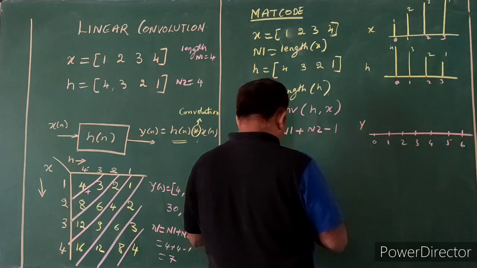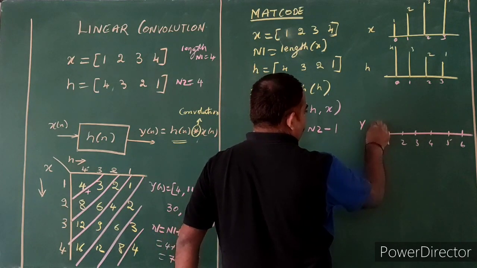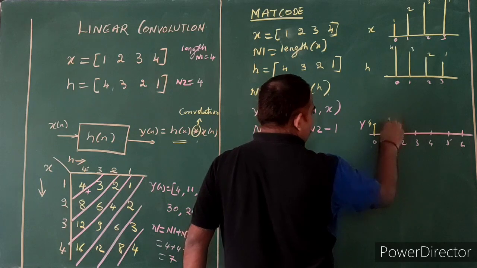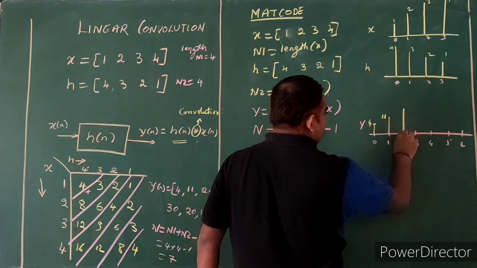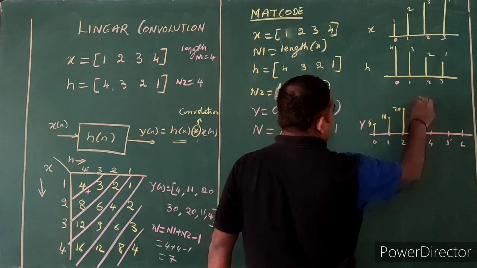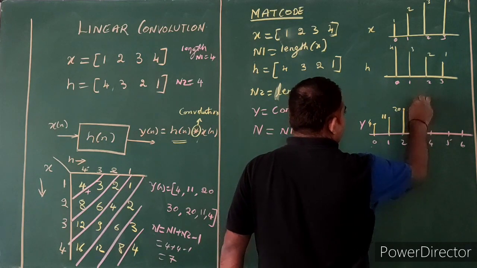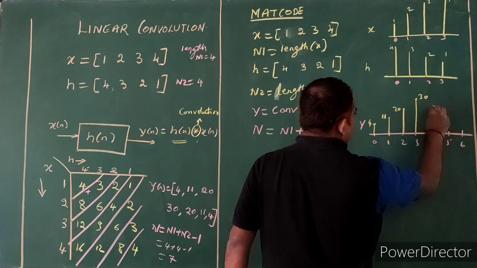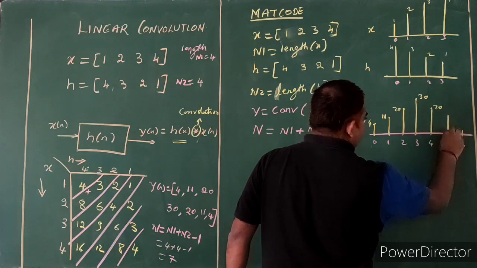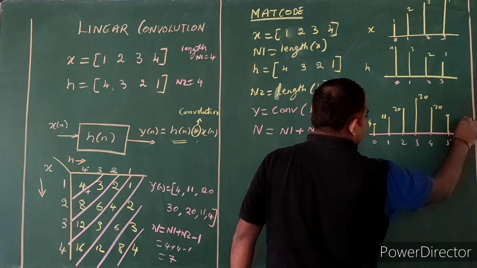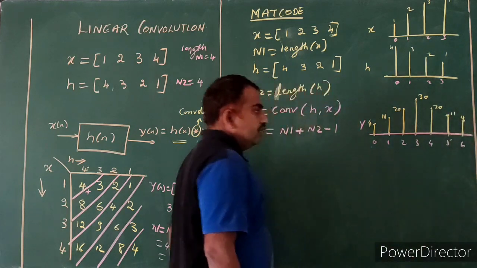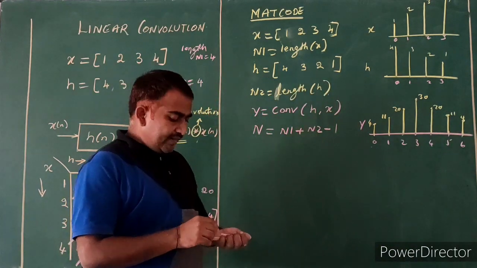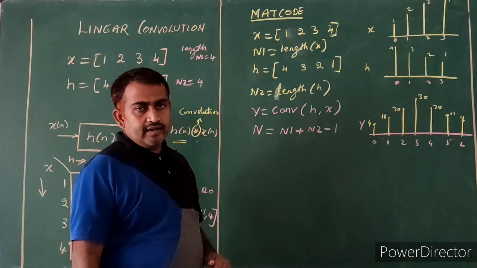So what is the value that we are going to get? Here, the values we are going to get are 4, next 11, next 20, next 30, at 4 here it is 20, at 5 here it is 11, at 6 here it is 4. So this is the result that has to be displayed in a MATLAB window.